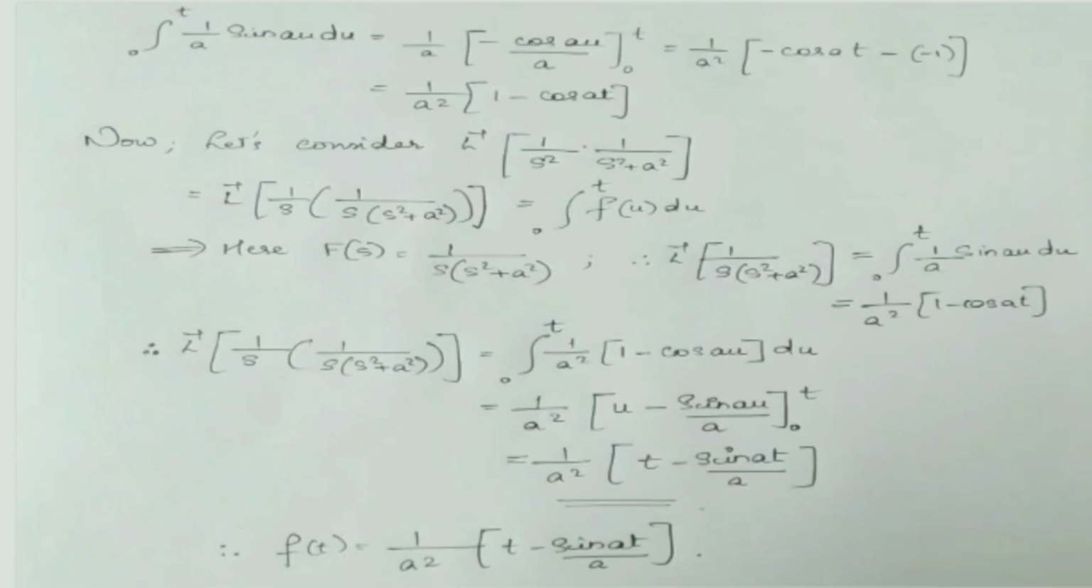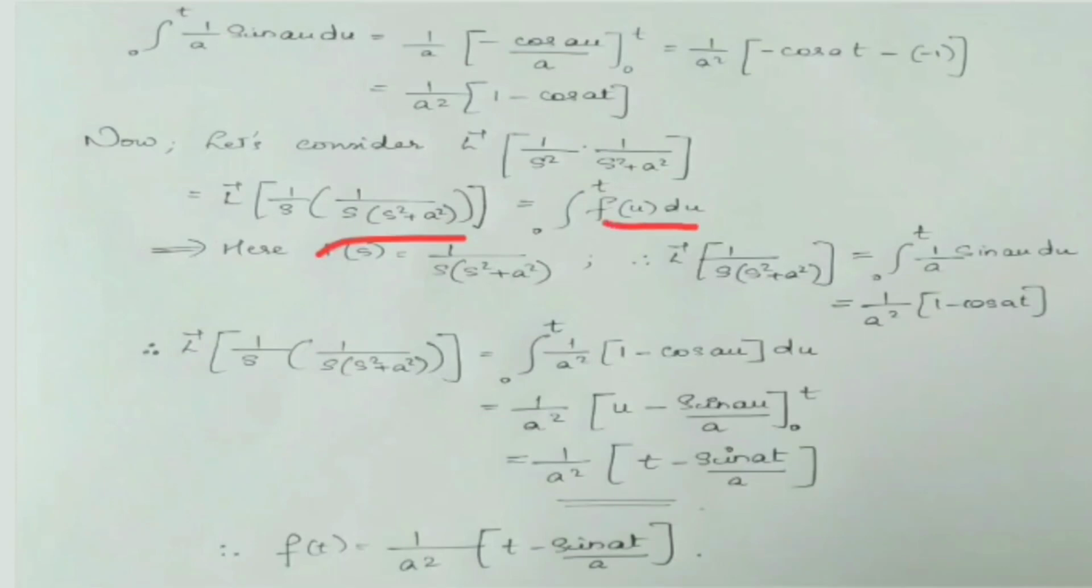Now, let's consider Laplace inverse of 1 by s square into 1 by s square plus a square. Before, we considered 1 by s into 1 by s square plus a square. Now, we have the function 1 by s square into s square plus a square. So, let's rewrite it as Laplace inverse of 1 by s into 1 by s into s square plus a square. Now we have this in the form Laplace inverse of 1 by s into f of s, which will be equal to integral 0 to t f of u du. Here f of s is 1 by s into s square plus a square.